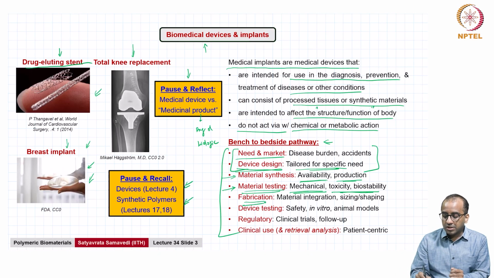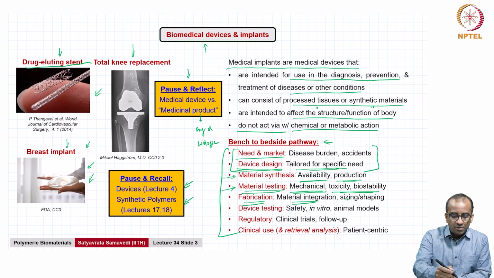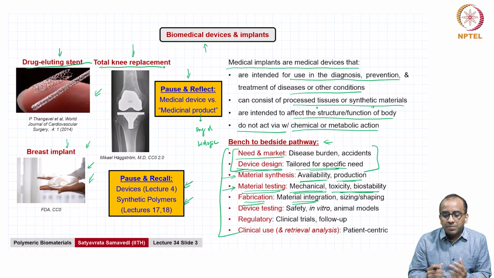And then there is fabrication, which involves material integration. Essentially, we have seen that biomaterials or polymeric biomaterials particularly are very rarely used on their own as a device. They are usually integrated as part of a medical device, which involves other types of materials as well. So the total knee replacement, for example, is not just the ultra high molecular weight polyethylene liner. It serves as a liner as part of a metallic device, right? So when we look at fabrication, it also involves the integration of different kinds of materials, and of course sizing and shaping based on patient needs and how that can be manufactured at scale.